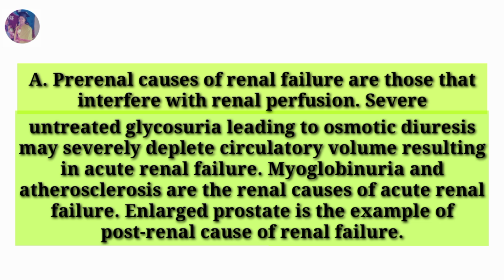Glycosuria. Rationale. Prerenal causes of renal failure are those that interfere with renal perfusion. Severe untreated glycosuria leading to osmotic diuresis may severely deplete circulatory volume, resulting in acute renal failure. Myoglobinuria and arteriosclerosis are renal causes of acute renal failure. Enlarged prostate is an example of a post-renal cause of renal failure.